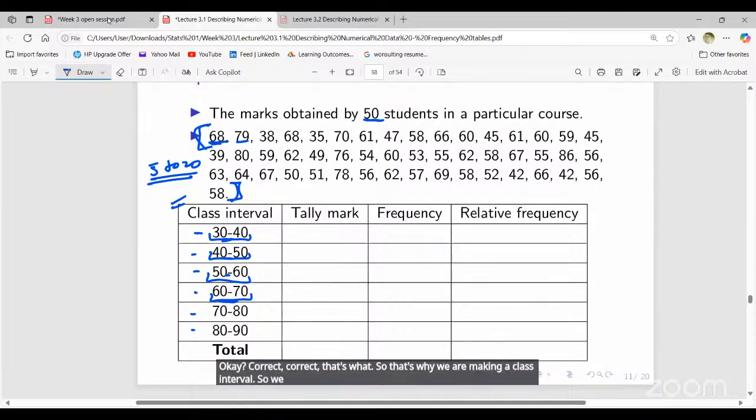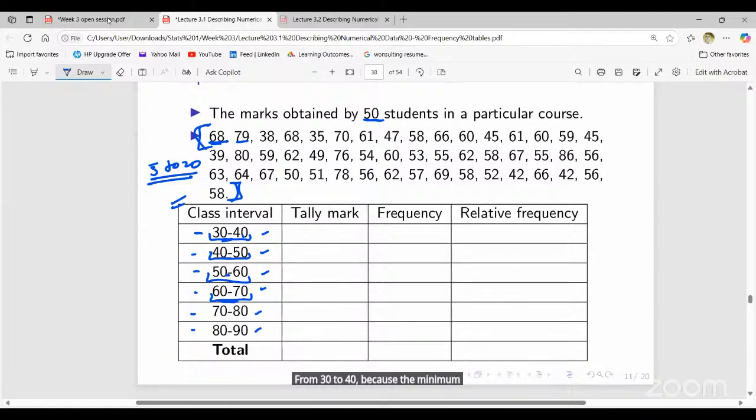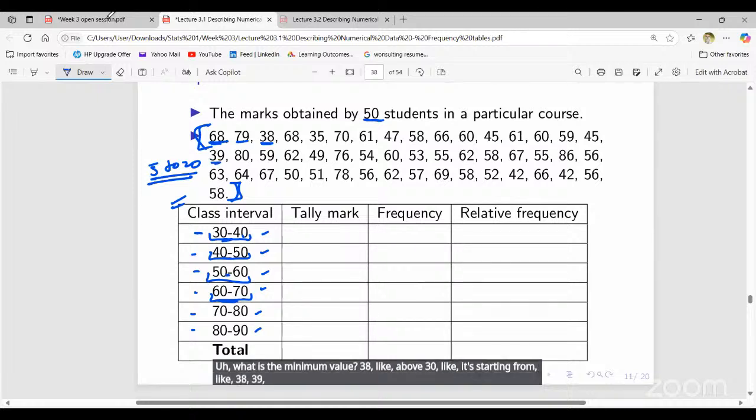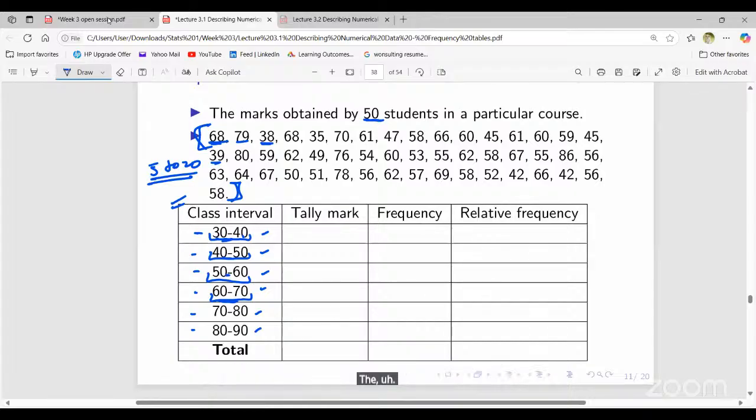So in general, how many class intervals do we have? 1, 2, 3, 4, 5, 6. We have 6 class intervals from 30 to 90, because the minimum value here is, what is the minimum value here? 38, like above 30, starting from 38, 39. So basically it's above 30, right? So that's why we have taken the lower limit as 30 and the maximum value as 90.